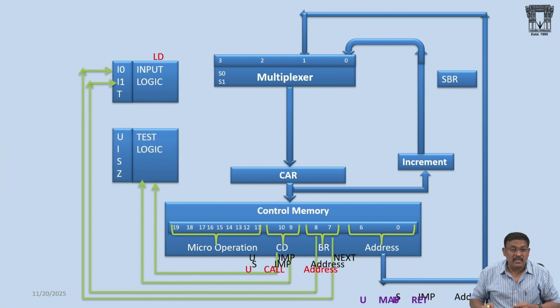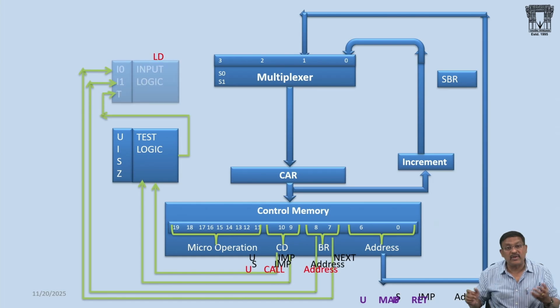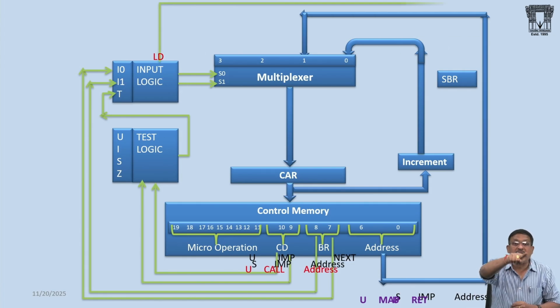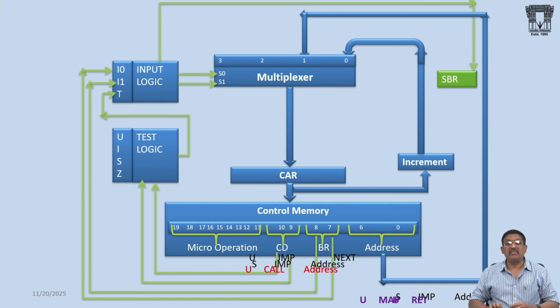That test logic is verified. The condition is true. Now T is equal to 1. Otherwise, T is equal to 0, and there is no meaning to the input logic. Since the condition is verified, the input logic gives a control signal, a load input, to the subroutine register. Now the return address is loaded into the subroutine register.